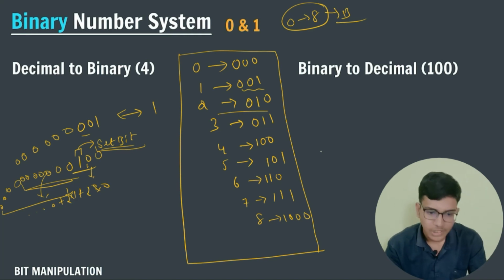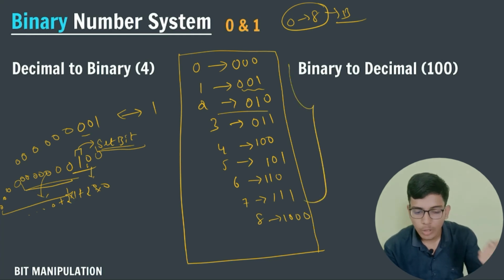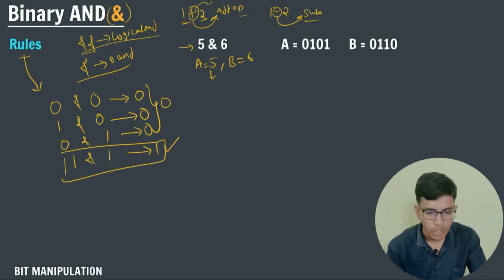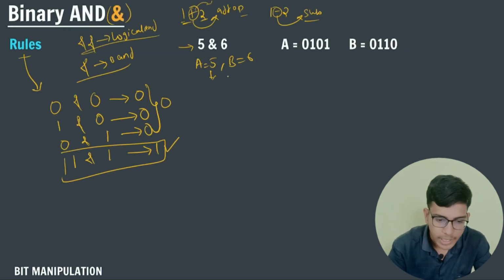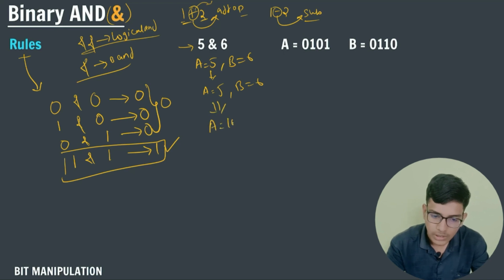So this is the concept of set bit, and I want you to remember at least the decimal values from 0 to 8 in binary, from binary to decimal and decimal to binary. Now let us dive into our question, that is AND. We already know that the value of A is 5 and the value of B is 6. Let me write the binary form: A is 101 and B is 0110.